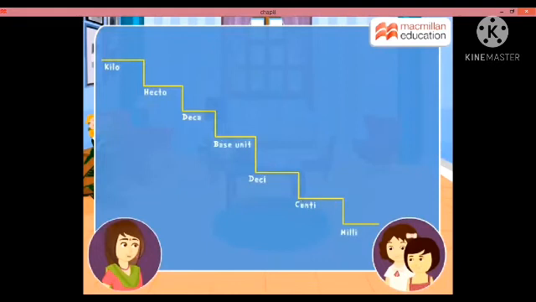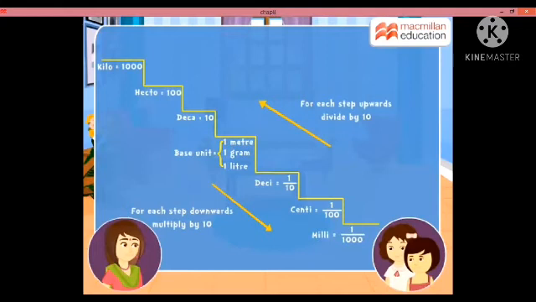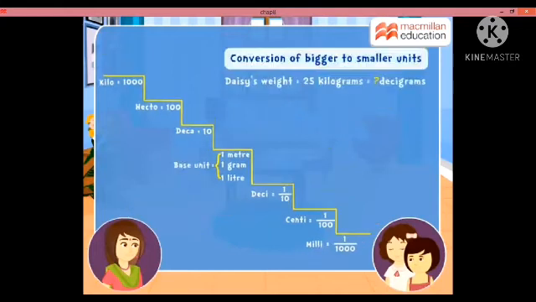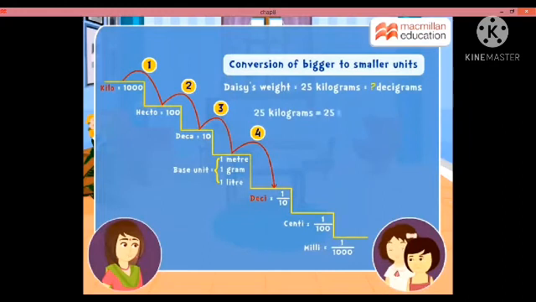You know, the metric system of measurement is based on the multiples of 10. Each time you move downwards, you multiply by 10, and each time you move upwards, you divide by 10. Since we need to convert kilogram to decigram, we need to move 4 steps downwards. So we multiply 25 kilograms by 10 4 times to get decigrams.